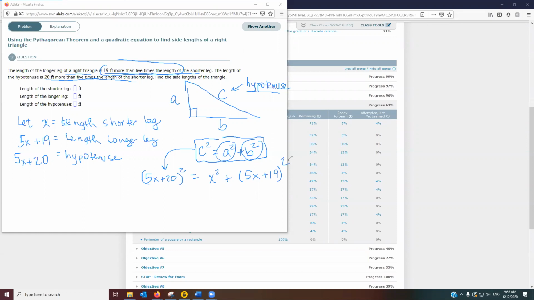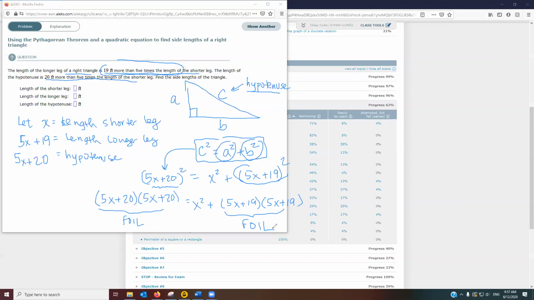Now this is going to be a little messy to solve, but let me give you a hint on how to get started. When I see 5x plus 20 squared, it means I have to take 5x plus 20 and multiply it times itself. Of course, for this, I'm going to do a FOIL multiplication. On the right-hand side, notice we have 5x plus 19 squared. Again, for that, I need to write this as 5x plus 19 times 5x plus 19. And again, for this, I'm going to have to work out a FOIL multiplication.